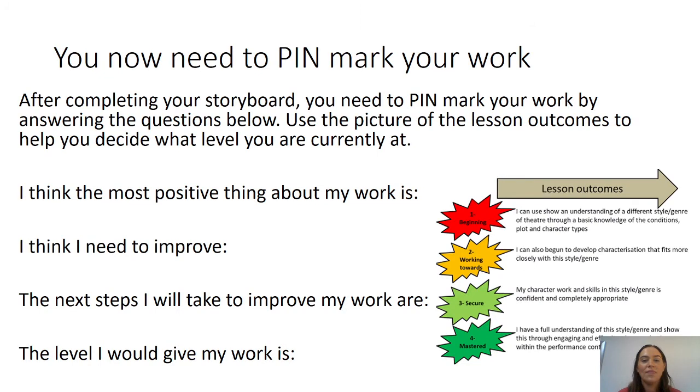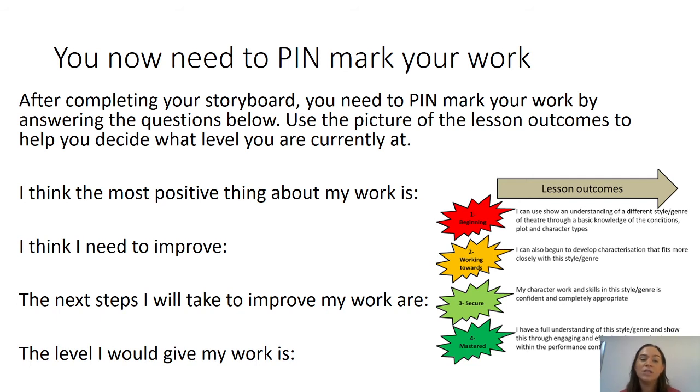And then once you have done that, you now need to pin mark your work. Now pin marking is really important because it's a form of self-assessment, and for you to be able to do a self-assessment, it means that you're able to know what you need to improve on later. So after completing your storyboard, you need to pin mark your work by answering the questions below. Use the picture of the lesson outcomes to help you decide what level you are currently at.